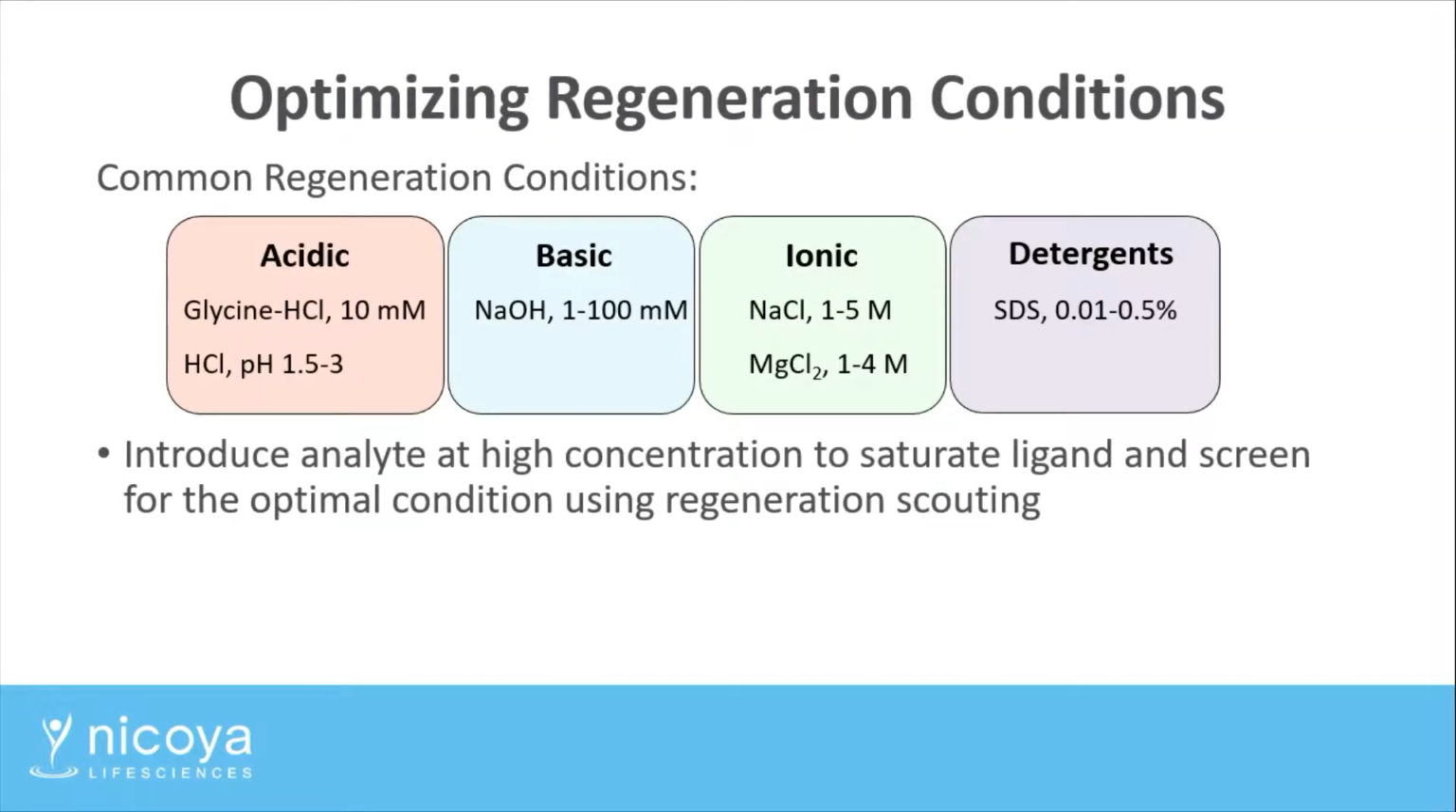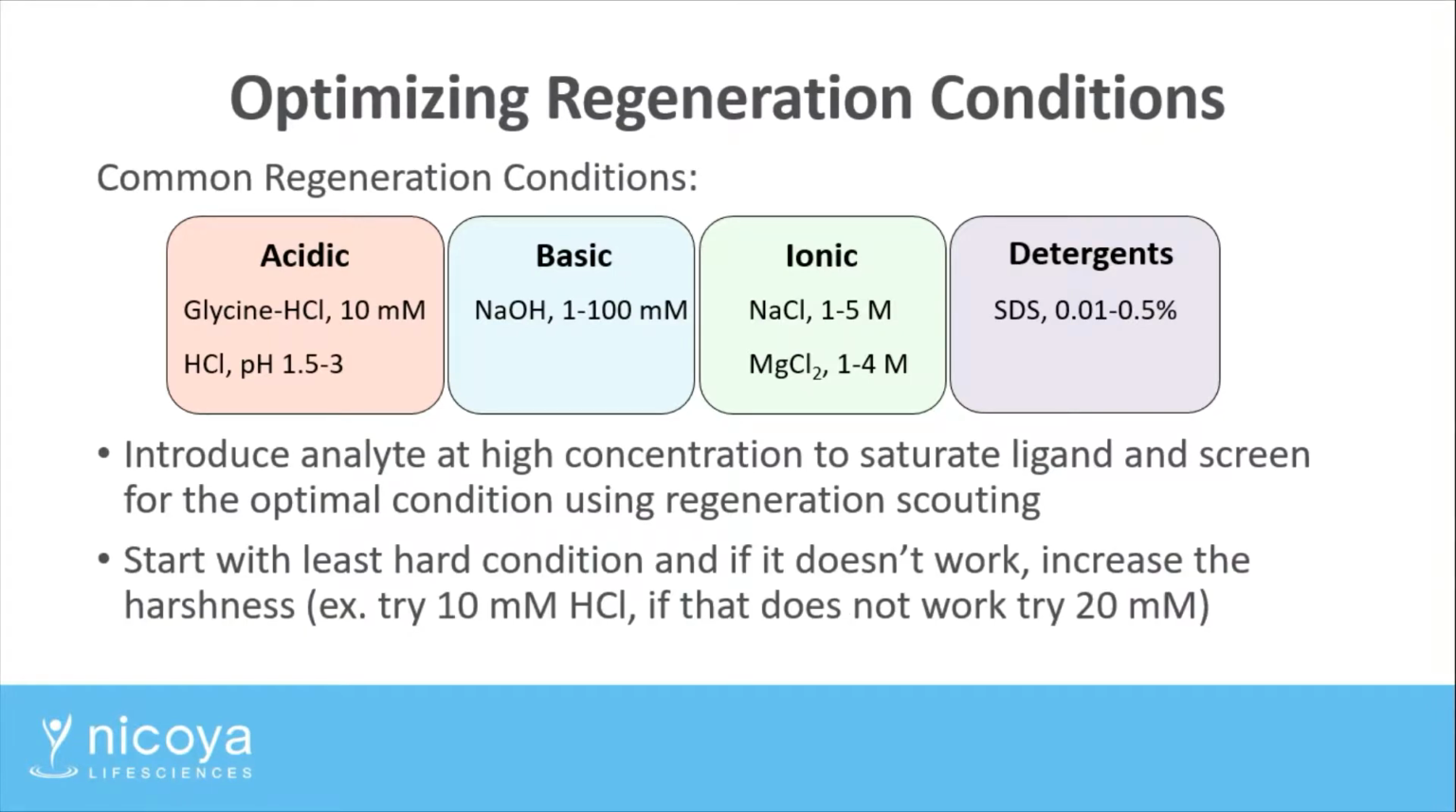Now, this regeneration condition is going to be completely dependent on the binding mechanism of your system. To determine these optimum conditions, you're going to be introducing your analyte at a fairly high concentration that'll slightly saturate your ligand, and then you're going to screen for the optimum solution for your particular binding partners using a regeneration scouting procedure. This can be done by trying out a variety of different solutions, which include either acidic, or basic, or ionic, or detergent. As a general rule of thumb, you're going to want to find the least harsh condition that can get the job done.